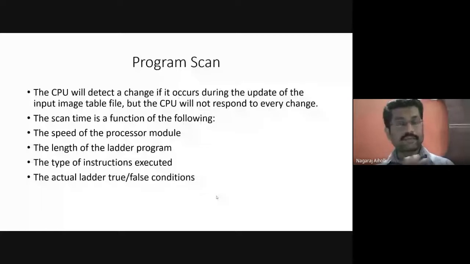What is the program scanning process? It is accepting the input status. Second step, execution of the ladder rung instructions, or execution of the program. Then comes the third step, that is updating the output status, or controlling the output status from the output obtained from the program execution or the ladder rung execution.